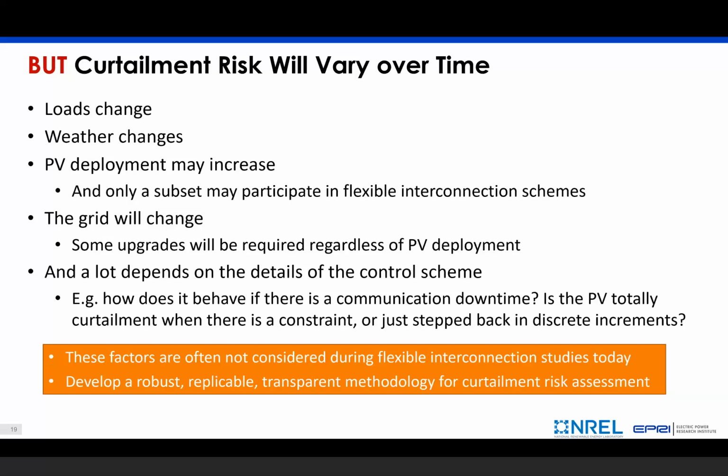Flexible interconnection is pretty new, but in the future, continuing to think about robust, replicable and transparent methodologies for assessing these risks is important for assessing the cost benefit of moving to a flexible interconnection, and also increasing confidence in the curtailment levels or value at risk of curtailment in terms of potential revenue loss, which can help to support financing of flexible interconnection projects, which we've heard can be challenging if there is uncertainty about that curtailment risk over time.